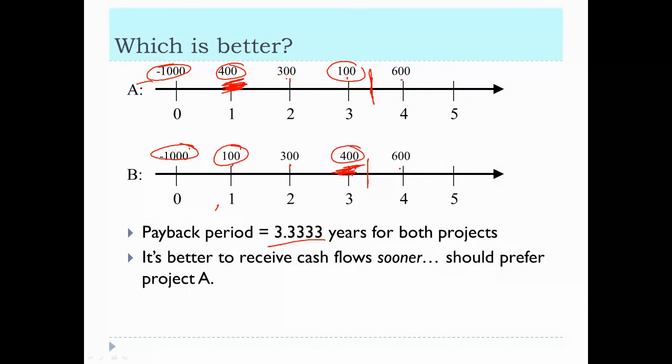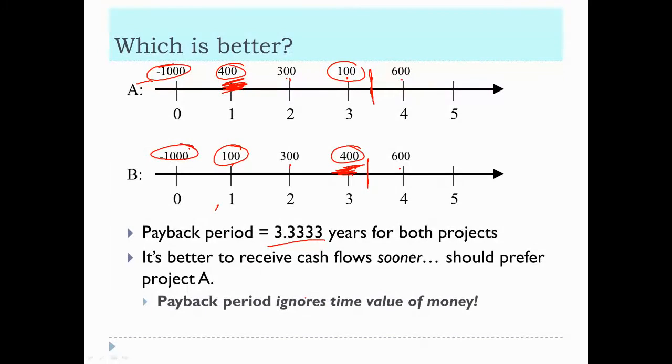So you should be able to distinguish between Project A and B. You should be able to tell that A is better than B. Payback period doesn't do that. One way of saying that is to point out that payback period ignores the time value of money, basically ignoring the fact that cash flows in year 3 are less valuable than cash flows in year 1, and assigning equal value to that $400 cash flow, whether it happens 1 year from now or 3 years from now, is really a mistake.